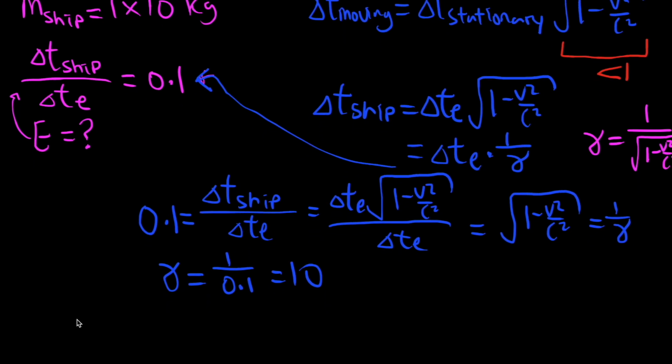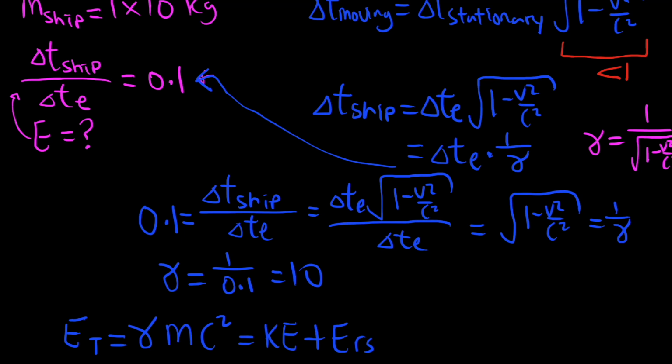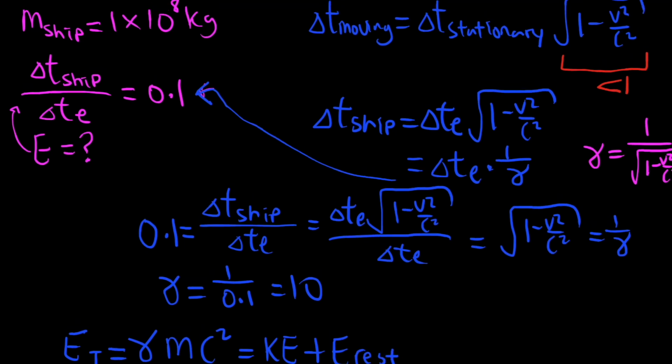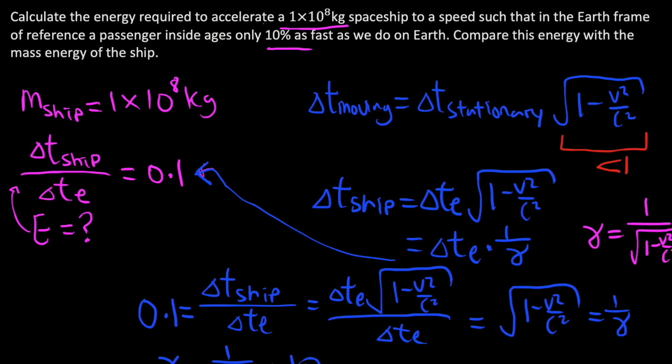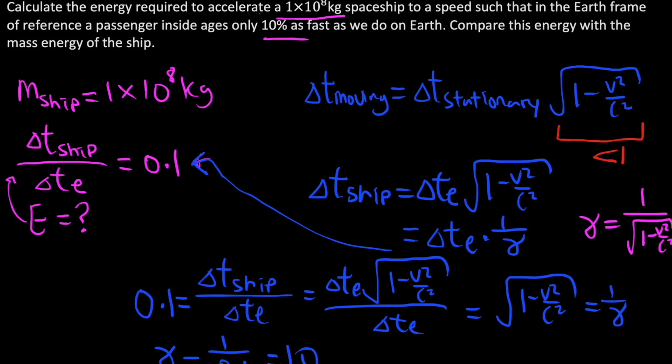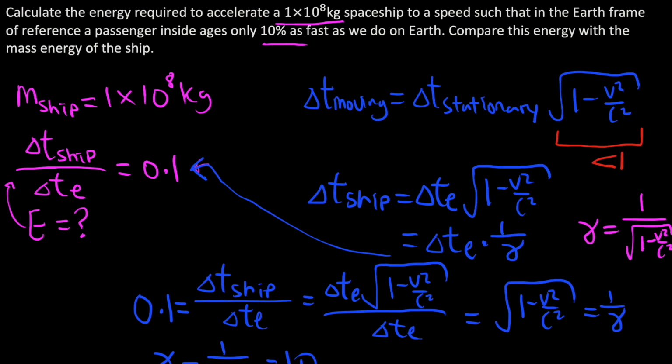Well, we know that the total relativistic energy is equal to gamma multiplied by the mass of an object multiplied by c squared. And this is equal to kinetic energy plus rest energy. In this problem, we know the mass of the ship, and we also know gamma factor, and we know c. The constant c is equal to 3 multiplied by 10 to the power of 8 meter per second.